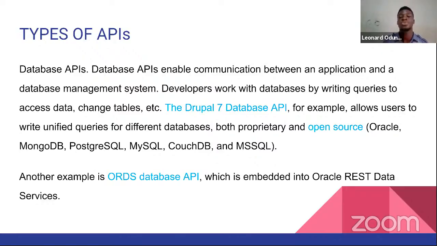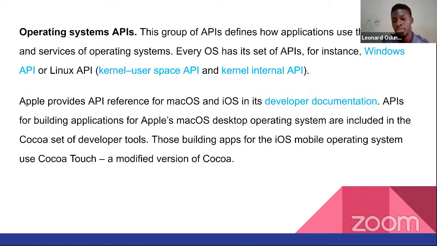So let's proceed to operating system APIs. Operating system APIs define how applications use resources and services of operating systems. Operating systems such as the Linux API, the Microsoft Windows API, these APIs have sets of rules that are used to determine how applications use those resources that are provided by the operating system.